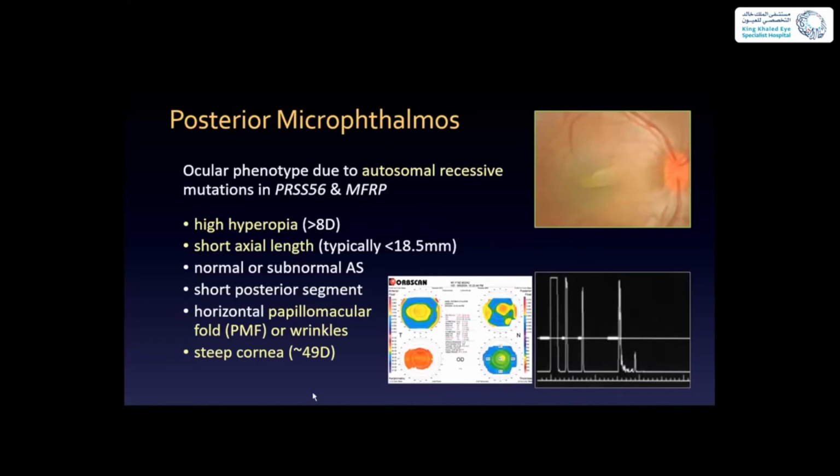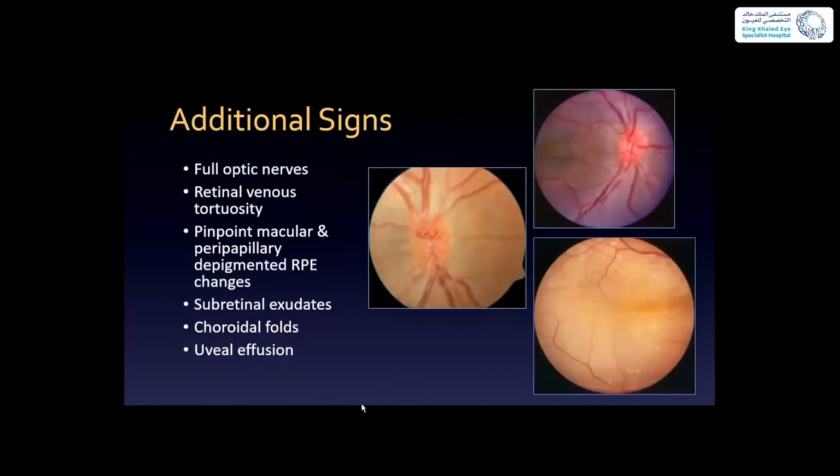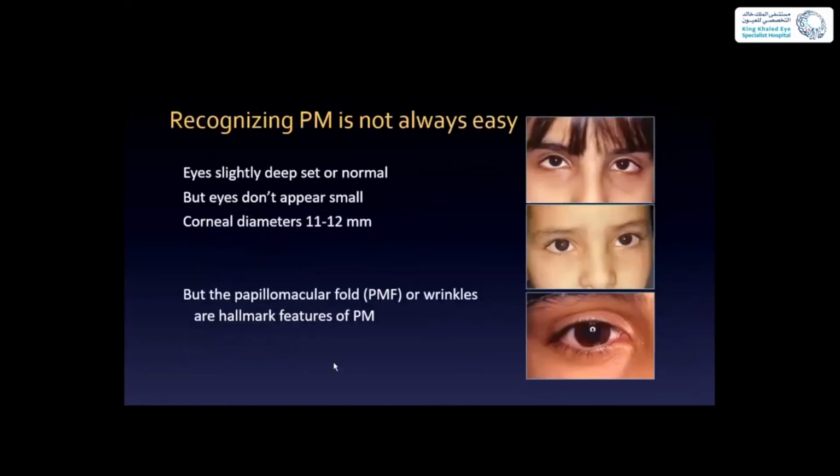And if you do keratometry, practically all eyes have very steep corneas. You can have additional signs such as full optic nerves and congestion of the veins. You can also have subretinal exudates because these patients have very thick sclera, and their uveoscleral outflow is compromised, so that they're easily prone to uveal effusion and choroidal folds.